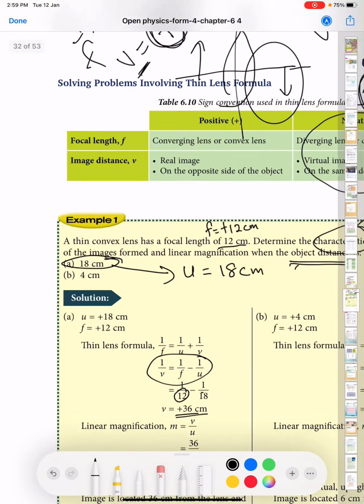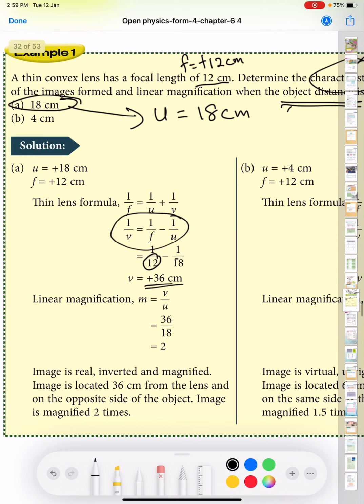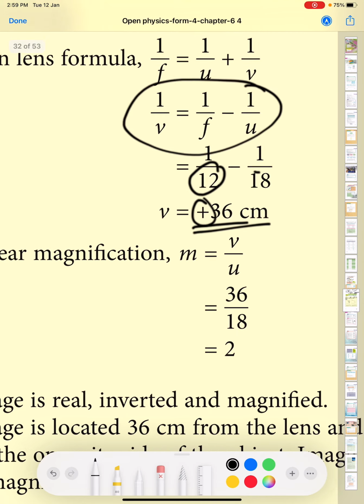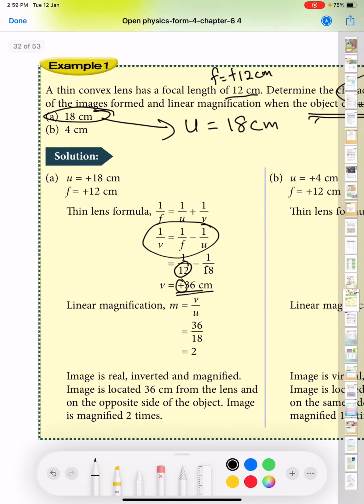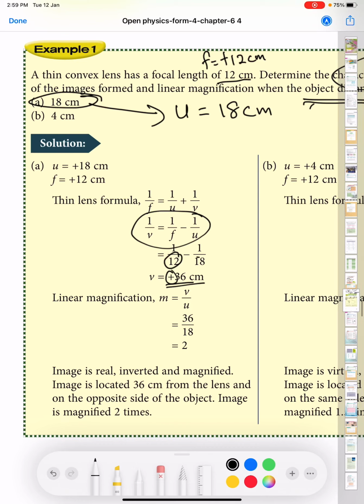Remember, okay, from this table, if it is positive, that means the image is real. So you got one characteristic from the calculation. And also from the question, it's not just on the thin lens, it also asks you on the linear magnification. So you use the formula. Remember h_i over h_o equals v over u. Alright, so this time we don't have h_i and h_o. We only have v over u. Then you use the v value you got from the first section, and then your u is given in the question. And you got the linear magnification of 2.